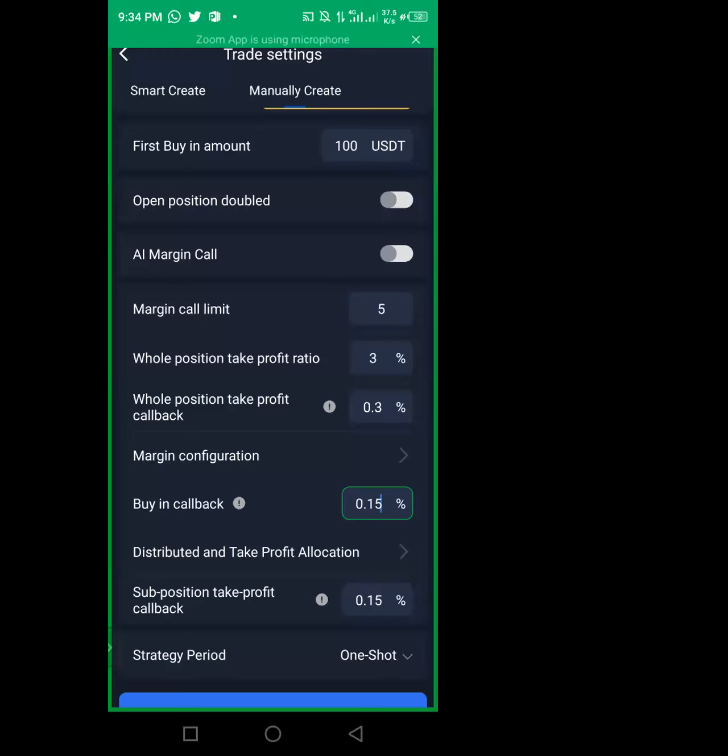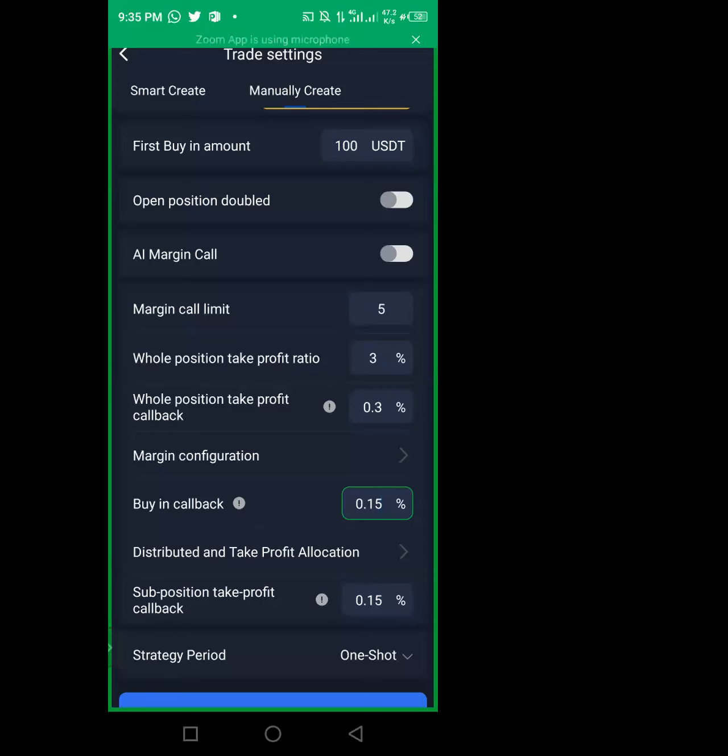Remember, there's a picture I sent. In buying the dip, you're supposed to buy a dip when there's an upward reversal. So you know that, yes, you are buying at a good price. So that is for the buying callback.